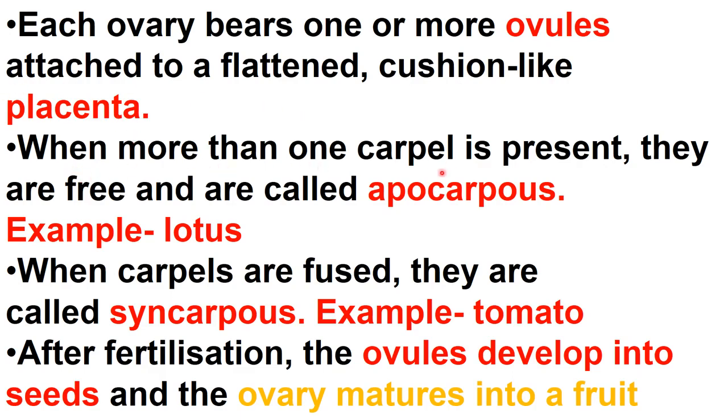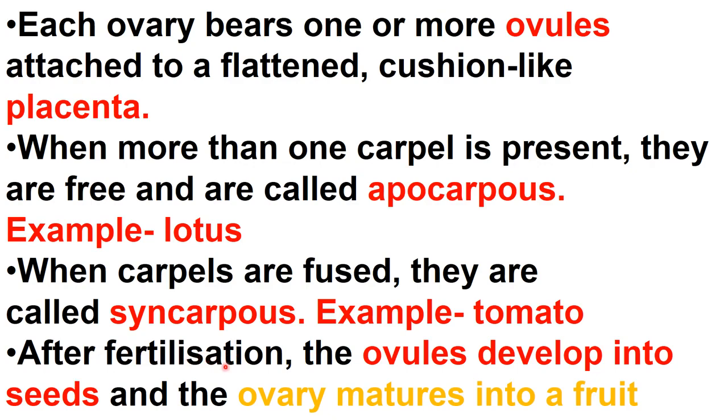Now when more than one carpel is present and they are free, that condition is called apocarpous. So when in any ovary more than one carpel is present and they are in free condition, that condition is called apocarpous, for example in lotus. And when carpels are fused, they are called syncarpous, right? So when carpels are fused together, the condition will be called syncarpous, for example in tomato.